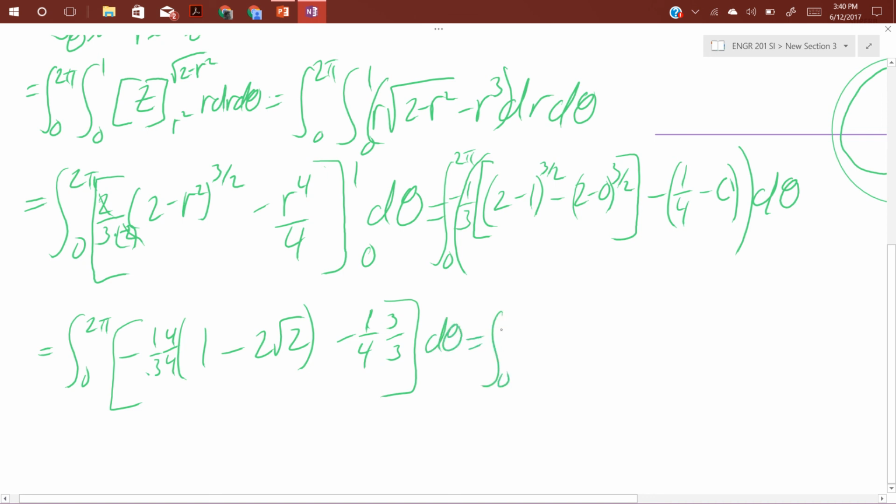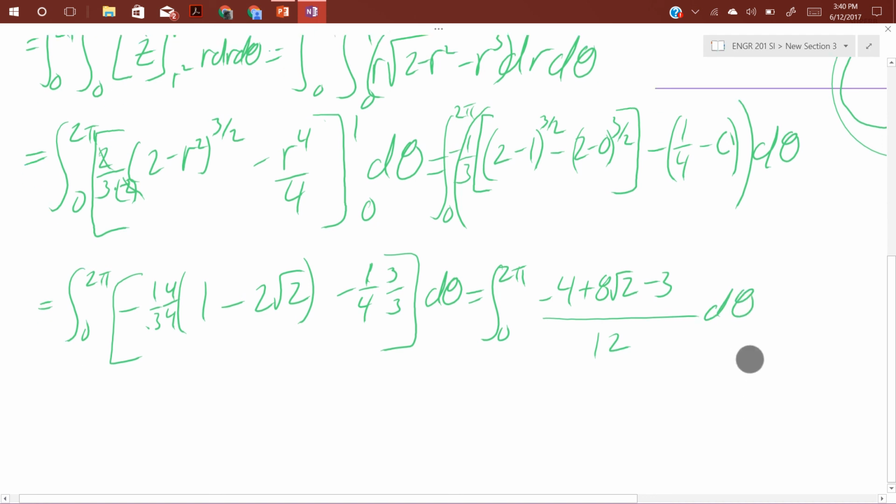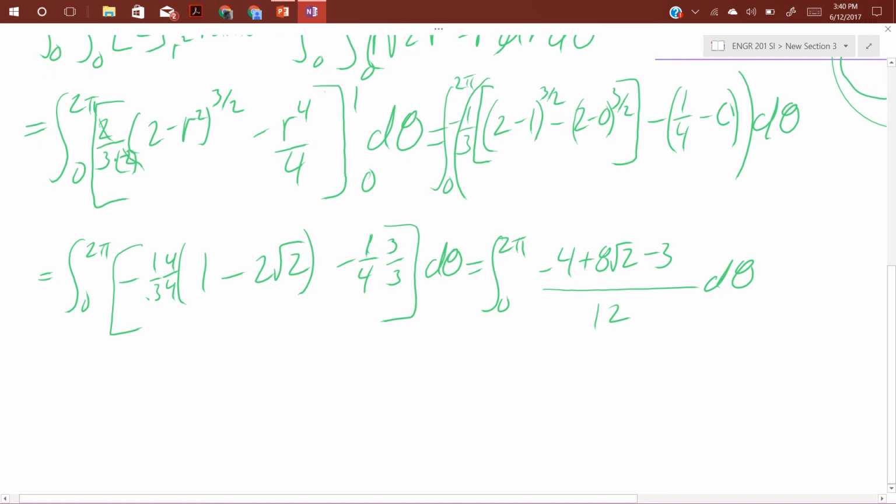So this is from 0 to 2 pi of negative 4 plus 8 radical 2 minus 3 all over 12 d theta. And we simplify this a little bit further to where this becomes a -7.